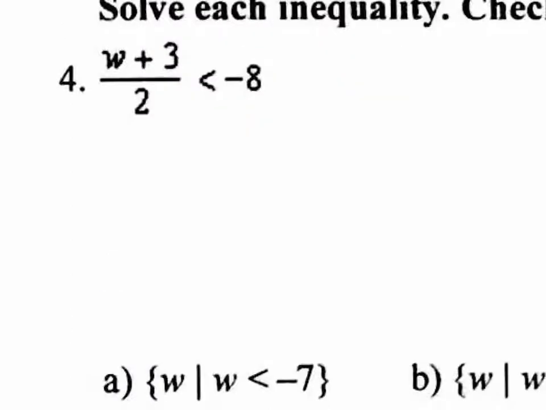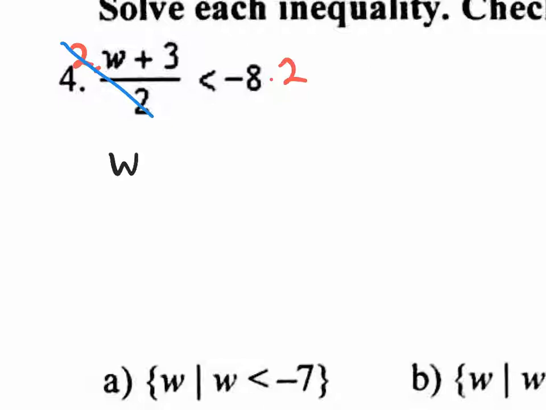Let's move on. Number 4, we need to get this W by itself on one side. We're going to get rid of the fraction first, multiply by 2. Put that 2 up on top in the numerator position so it could clearly cancel with that bottom one. But what you do to one side, you must do to the other. Did we multiply by a negative 2? No, we multiplied by a positive 2. So the inequality is not going to flip.